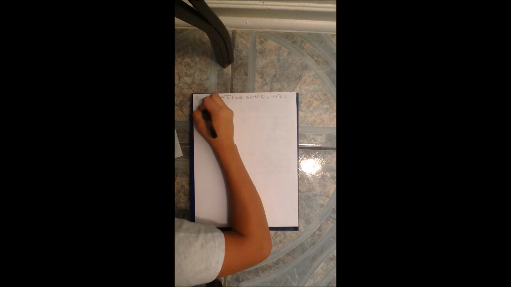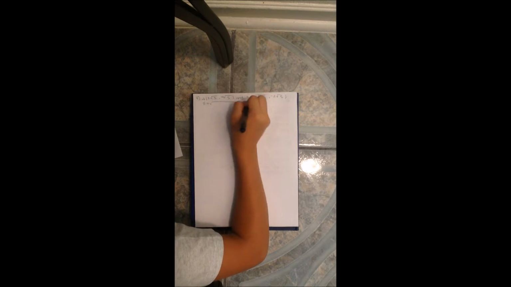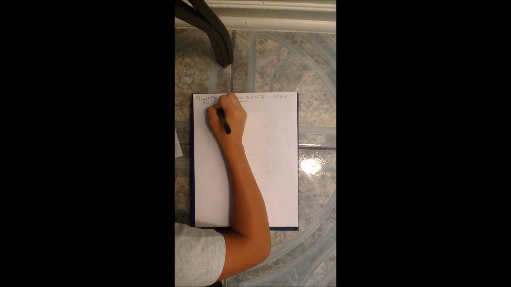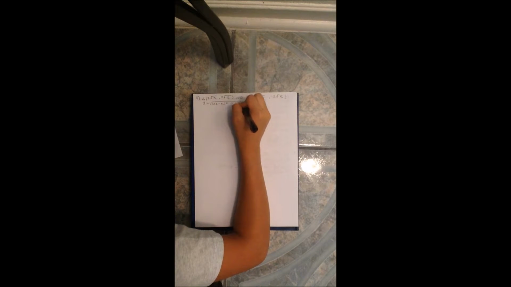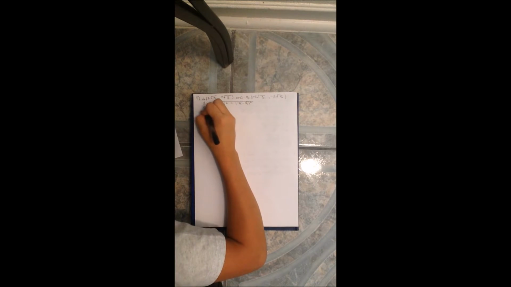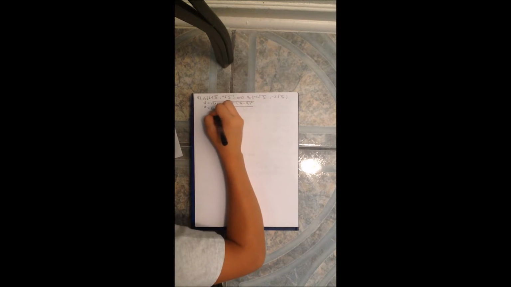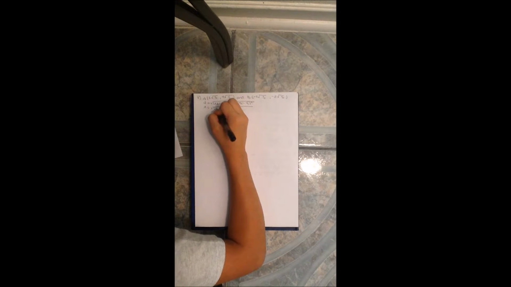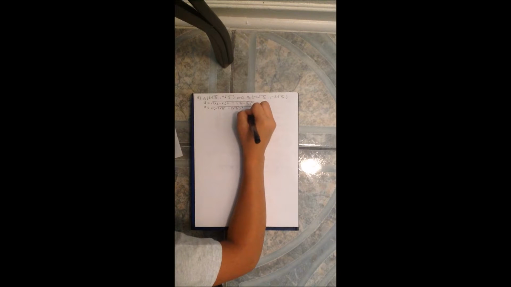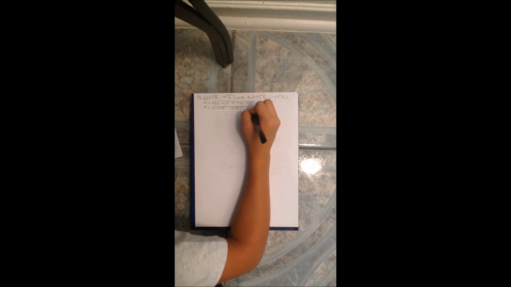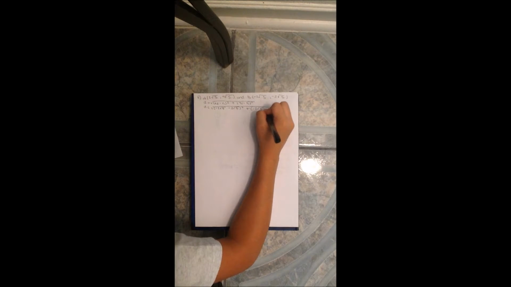So my formula for distance is square root of x2 minus x1 squared plus y2 minus y1 squared. So I'm going to plug in my numbers, and it's going to be d equals square root of (-2 square root of 3 minus 2 square root of 3) squared plus (-2 square root of 5 minus 4 square root of 5).